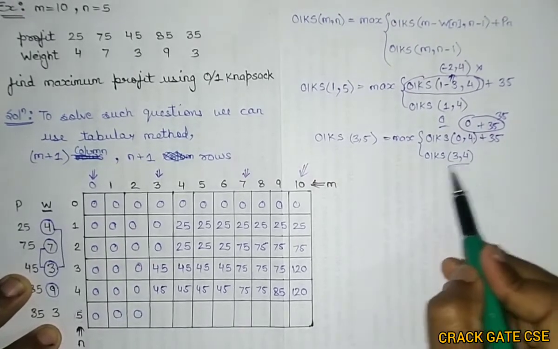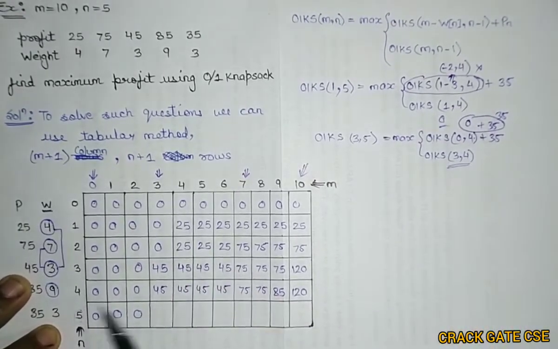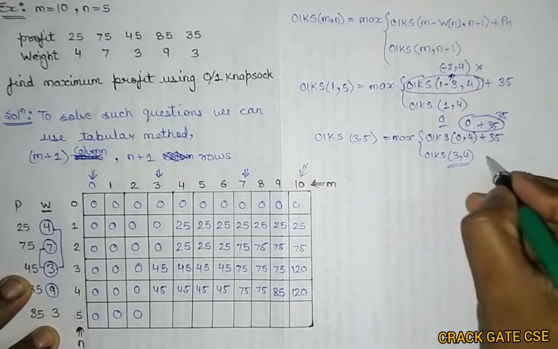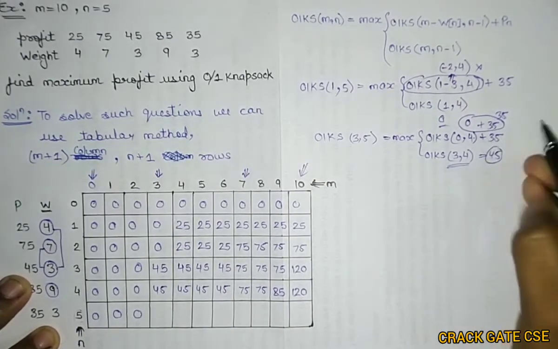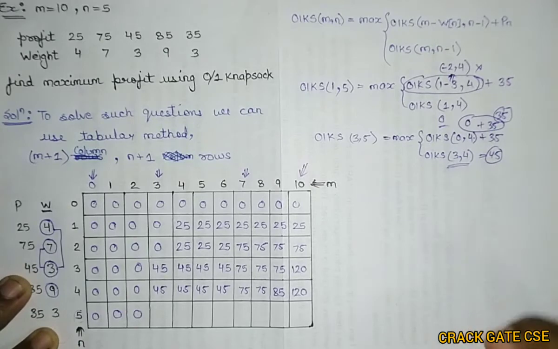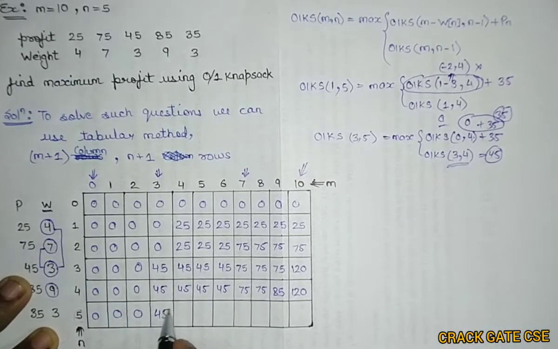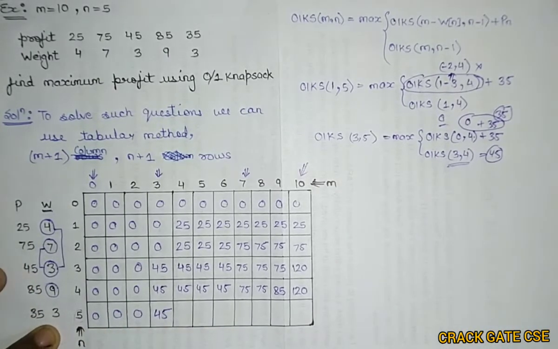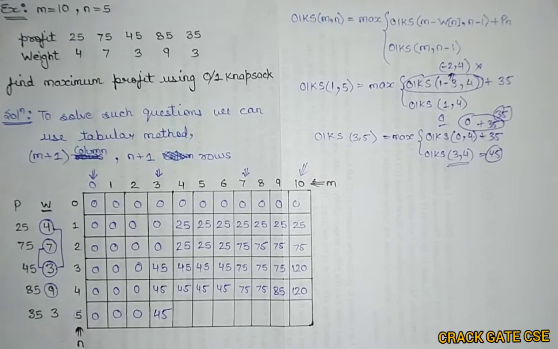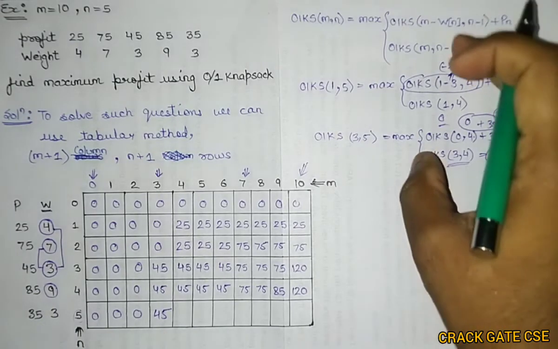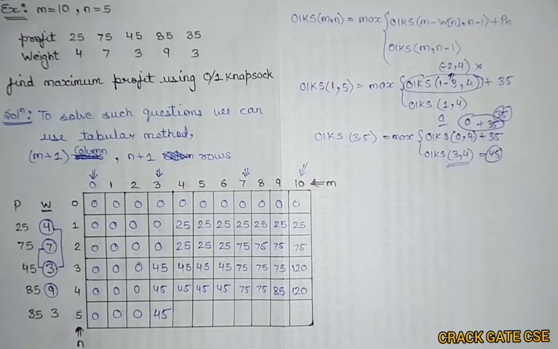But now the value of 3 comma 4. 3 comma 4 is having value as 45. So among these 45 and 35, 45 is the larger value, so I will be putting 45 here. Similarly, you can check for all of these empty fields. Same way you can use this formula to update the value. So I am updating directly over here.